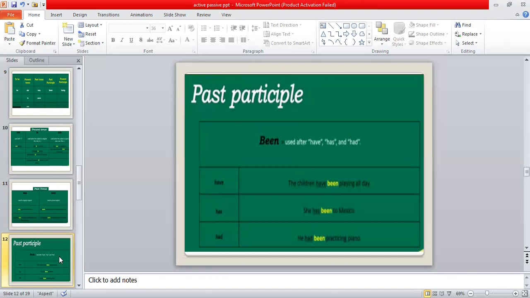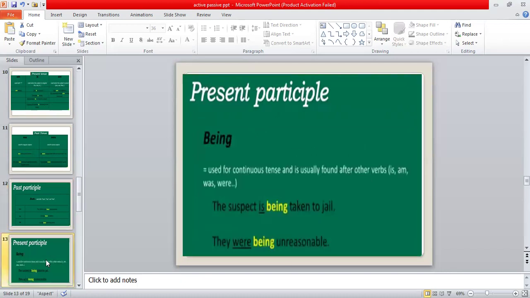Been is always used with has, have, or had. Has is used with the singular, he, she, it, or the singular subject. And have is used with I, we, you, they, and the plural subject. And had is used with all the subjects. So, in the case of perfect sentences like present perfect or past perfect, we use has, have, or had been in order to change the sentences into passive.